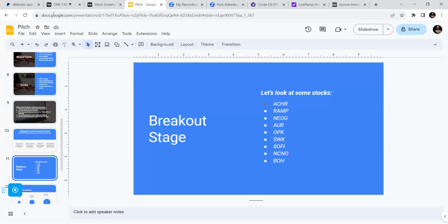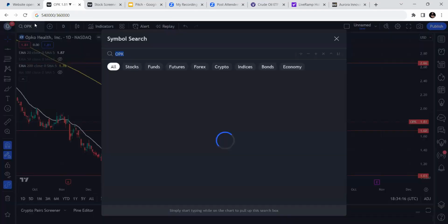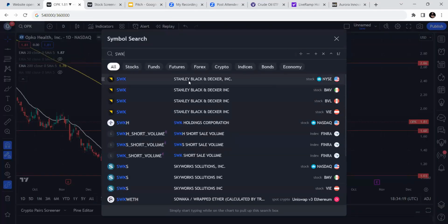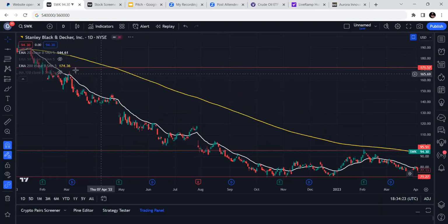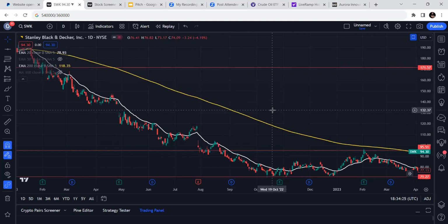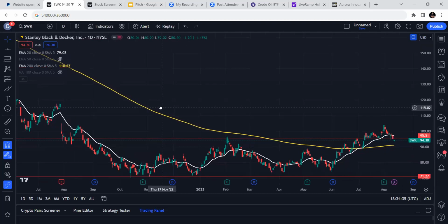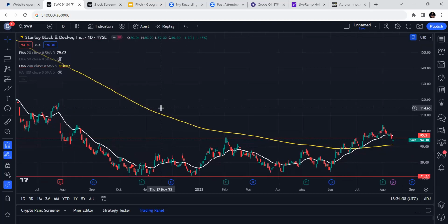So SWK, look at this stock again. Can you see? After a massive, so the stock must go through a major sell-off. If it doesn't go through a major sell-off, I'm not buying because I want to buy them from the bottom. When you buy them from the bottom, you reduce your chance of losing because your downside risk is low.